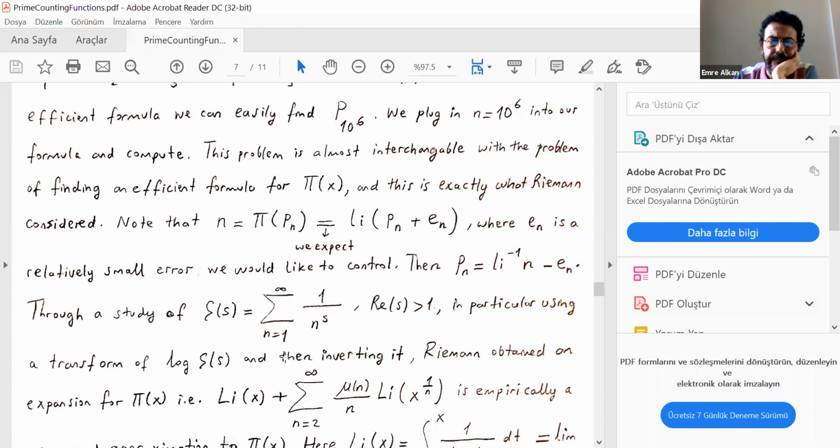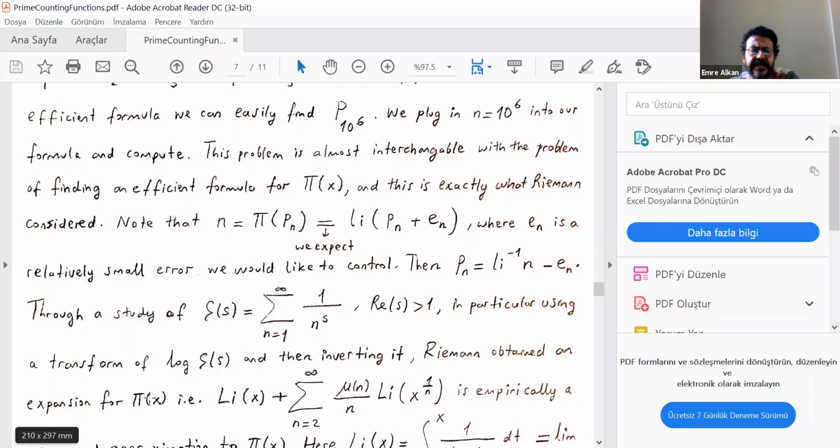And then somehow he gets a representation of this, and then he uses an integral transform idea, and he inverts the transform. What he's doing at his time is not completely justified, but like 50 years later, these steps were done in a different way. Nevertheless, he was successful in obtaining an expansion for pi of x.